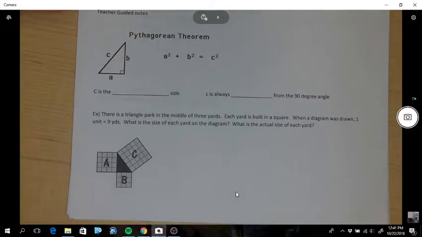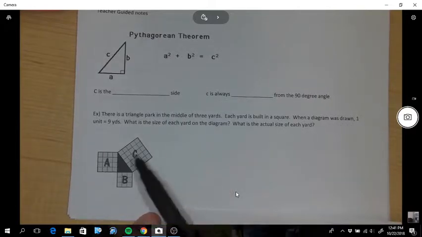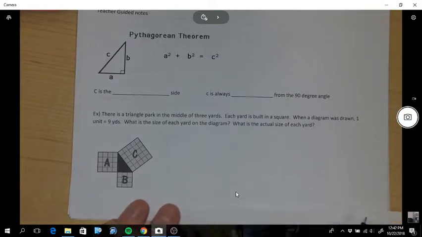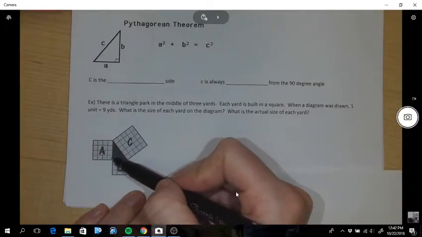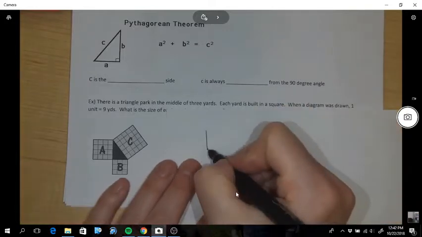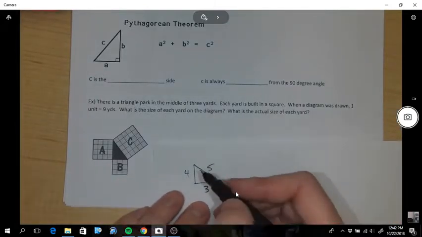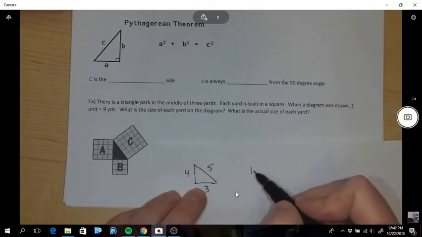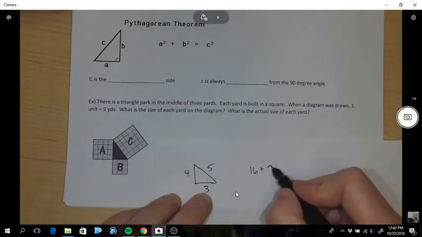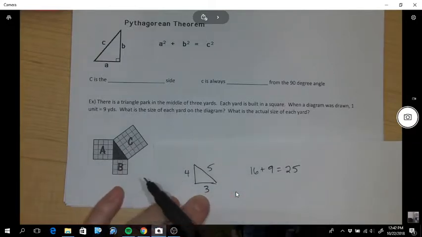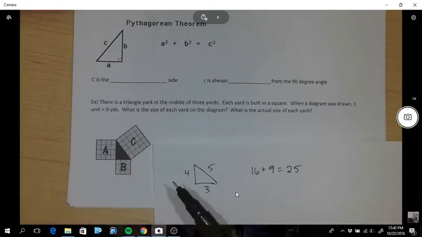Okay, so if you look at some of the examples I gave you here, there's a triangle park in the middle of 3 yards. Each yard is built in a square. When I drew this diagram, 1 unit was representing a length of 9 yards. So what is the size of each yard on the diagram and the actual yard? Okay, so you can see that this is 4 units, 1, 2, 3, 4. So A is 4, B is 3, and C is 5. Now you can see that if I square 4, I get 16. If I square 3, I get 9. And if I square 5, I get 25. So can you see why the formula is working? 4 squared plus 3 squared is the same as 5 squared.